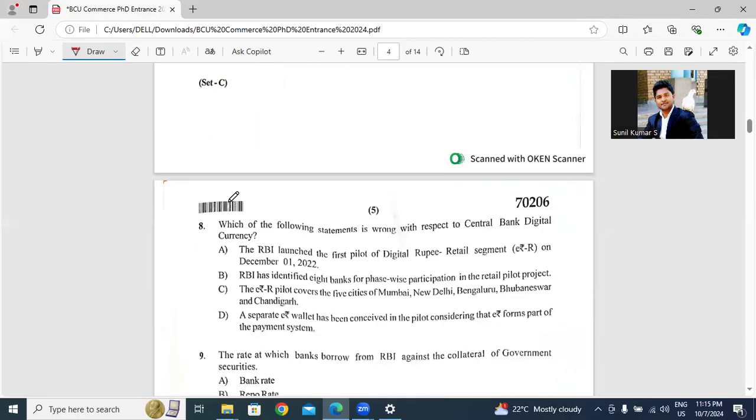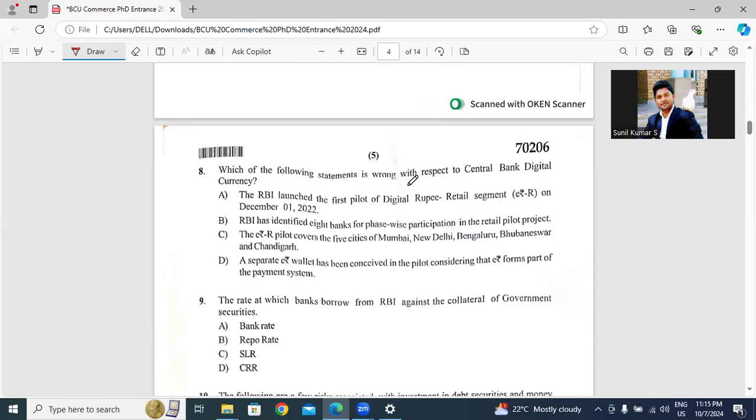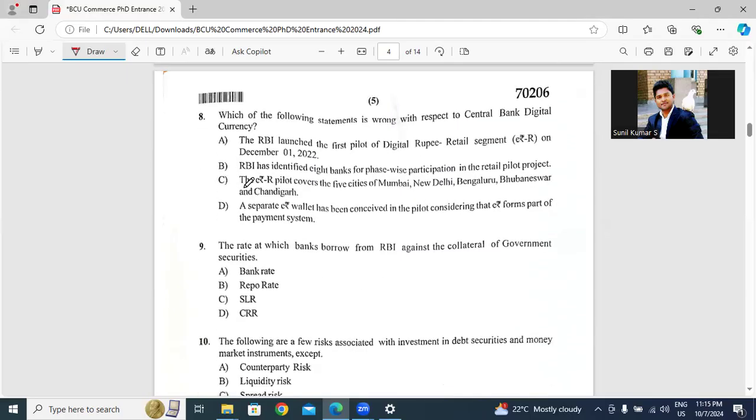Now let us go to the next one. Which of the following statements is wrong with respect to central bank digital currency? The RBI launched the first pilot of digital rupee on December 1st, 2022. RBI has identified 8 banks for phase-wise participation. The pilot covers 5 cities: Mumbai, New Delhi, Bengaluru, Bhubaneswar, and Chandigarh. And the last one, a separate wallet has been conceived in the pilot, considering that e-rupee forms part of the payment system.